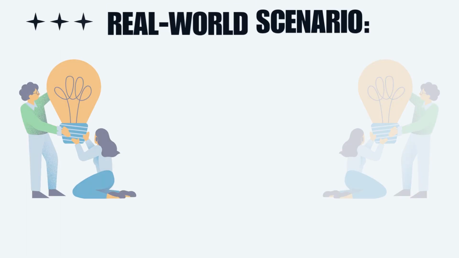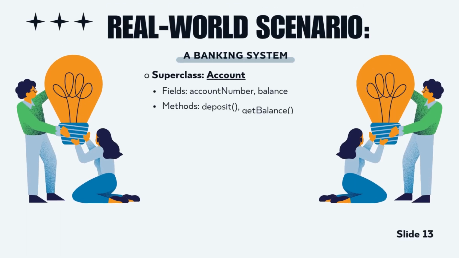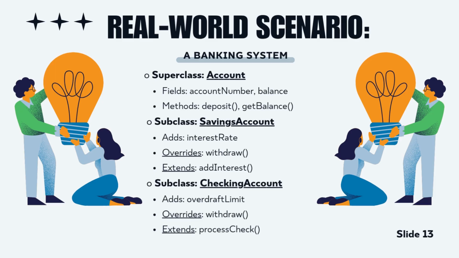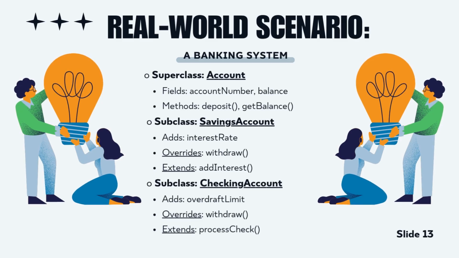Think about a banking system. The generic Account is the superclass. SavingsAccount and CheckingAccount are derived classes that override the withdraw method with different rules and extend functionality by adding unique methods like addInterest or processCheck.